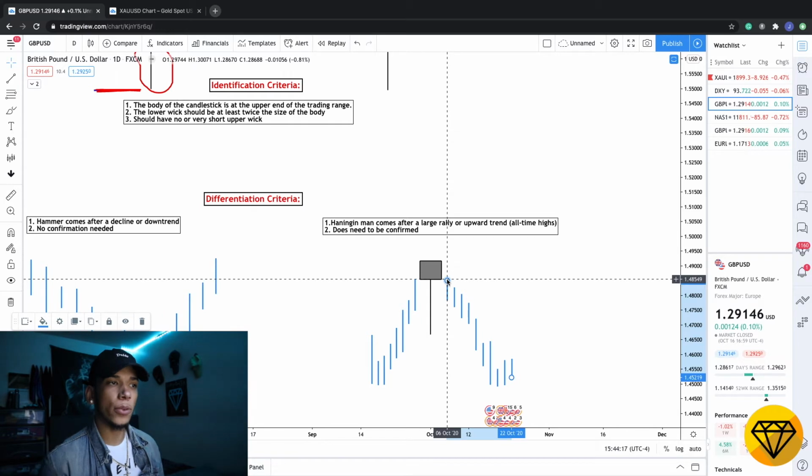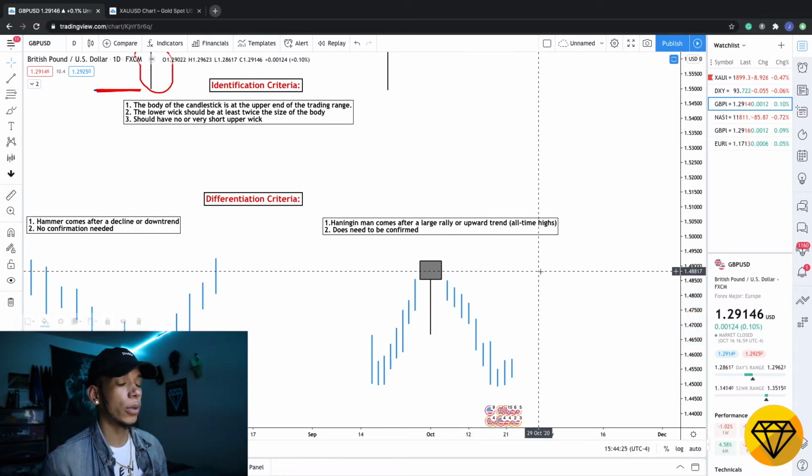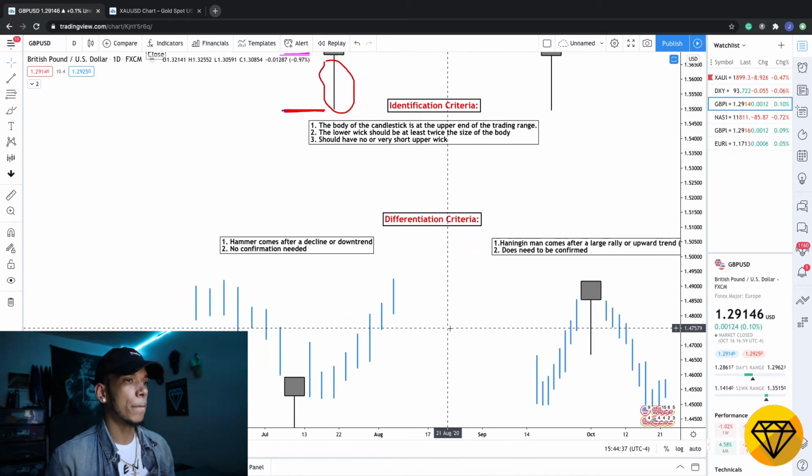But there are sometimes where you have a hanging man and price just comes to a stutter. Maybe it ranges before continuing up to a higher level. So you need to be reactive, and you need to confirm this reversal pattern for a hanging man. It's not as cut and dry as the hammer. Keep that in mind.